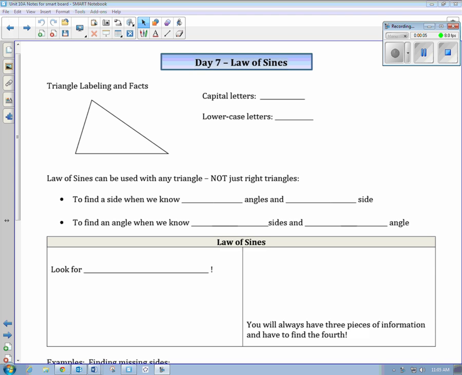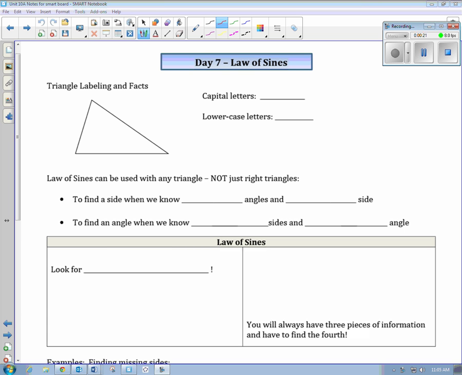For Unit 10, Day 7, we're going to be talking about the law of sines. And the law of sines allows us to find missing side lengths or angle measures based on the given information in the triangle. Before we begin talking about law of sines, we're going to be talking about how we label triangles.